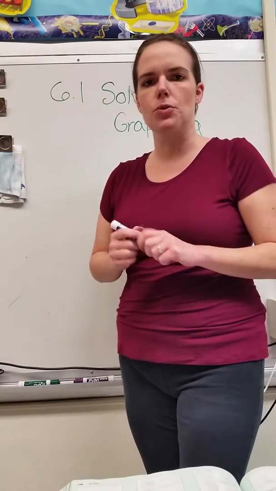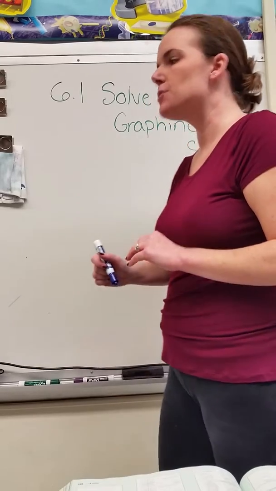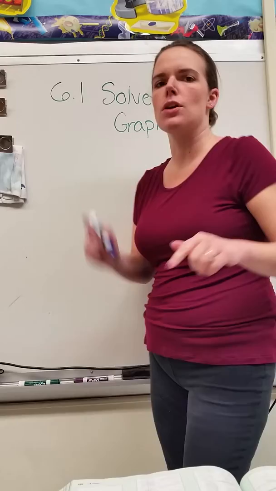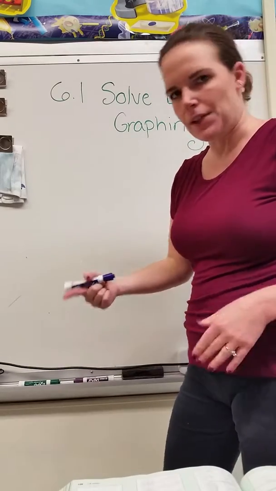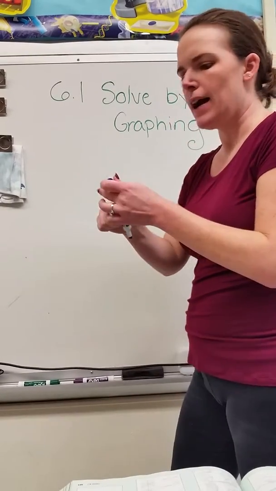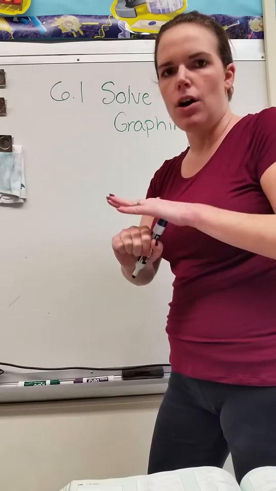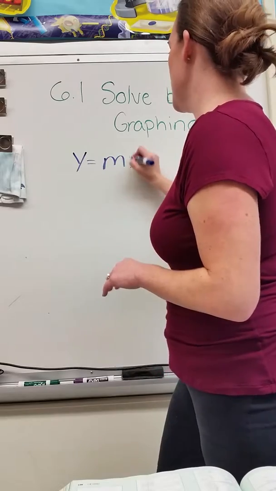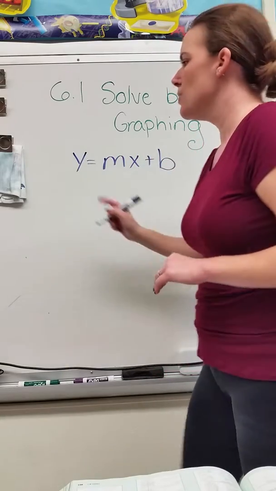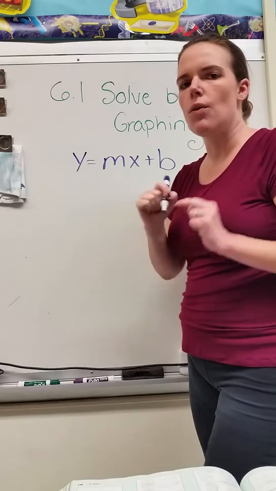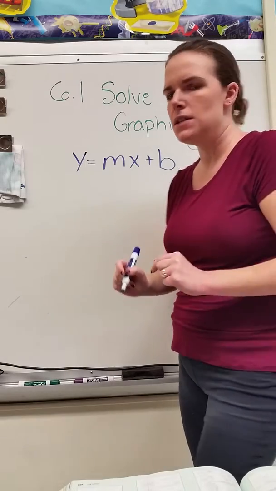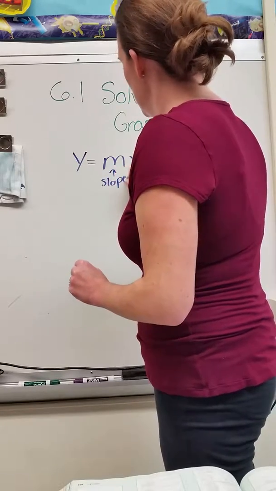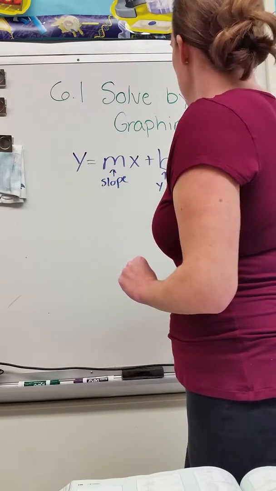Okay, this is going to be real short and sweet because it's really hard to show you this without graph paper. So I'm just going to show you how solving by graphing works in theory. Now in chapter 5, you focused a ton on, hopefully, this formula, y equals mx plus b. Once I learned this, it's the only way I have ever graphed because it tells me m is my slope and b is my y-intercept.